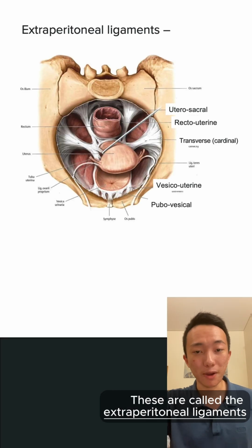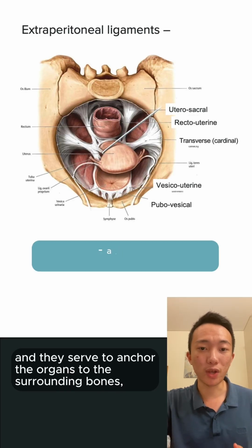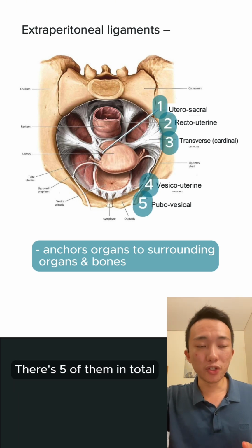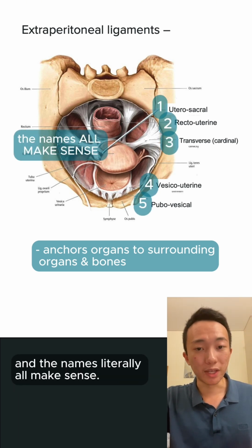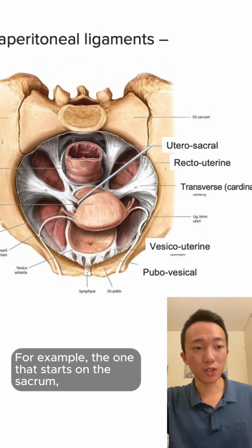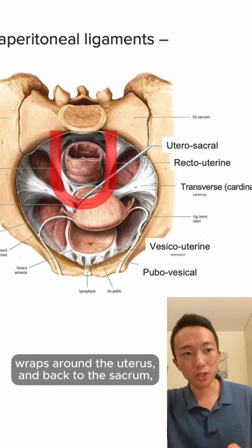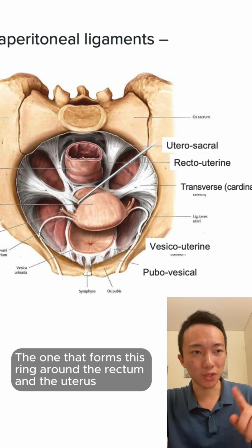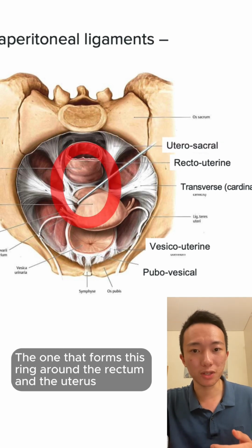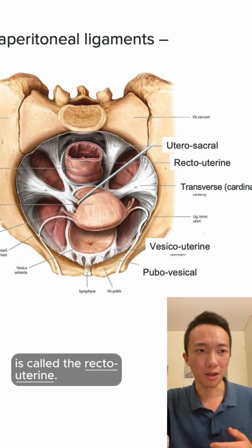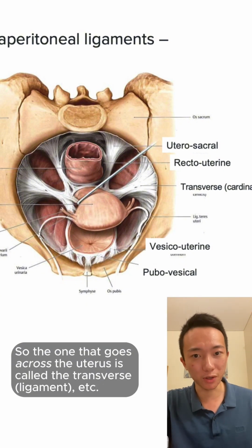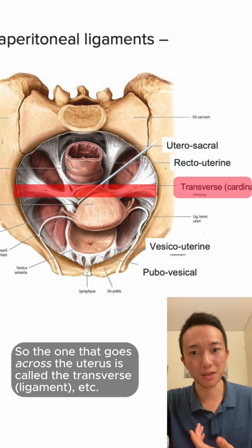These are called the extraperitoneal ligaments, and they serve to anchor the organs to the surrounding bones and to the other organs. There's 5 of them in total, and the names literally all make sense. So for example, the one that starts on the sacrum, wraps around the uterus and back to the sacrum is called the uterosacral. The one that sort of forms this ring around the rectum and the uterus is called the rectouterine. You know that the word transverse means across or horizontal, so the one that goes across the uterus is called the transverse, and etc.